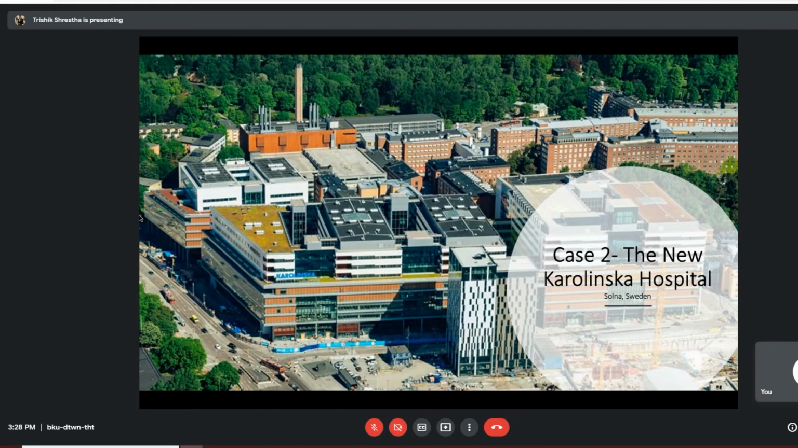Even during its operation, the BIM is still active, and everything that happens in the New Karolinska Hospital is monitored through this BIM. So this particular hospital is one of the benchmarks when we talk about BIM. We are using BIM in our projects here as well, but that is nowhere near as large as the BIM that is being used outside.